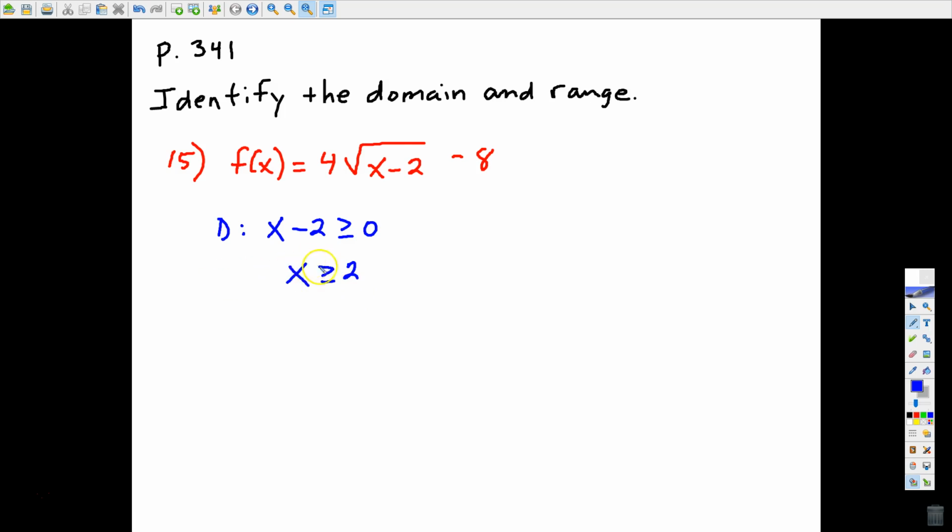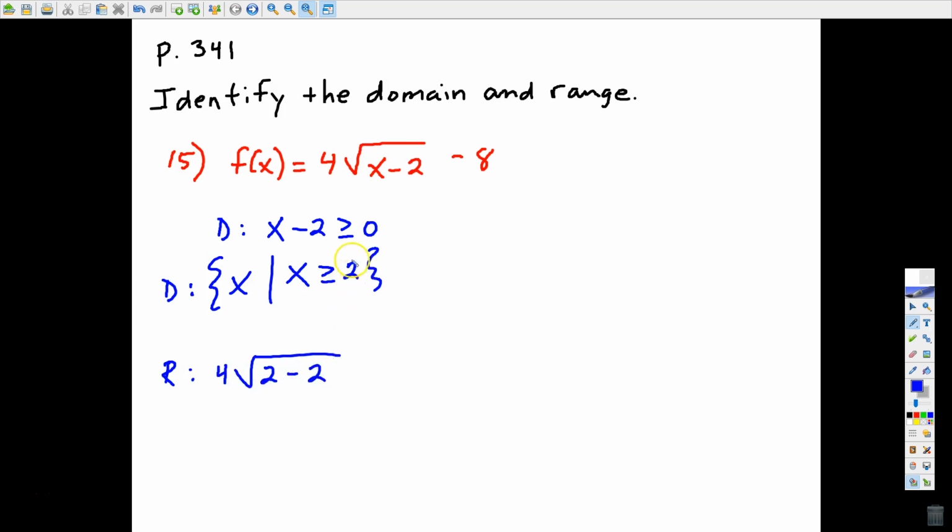So the result for the domain, we can express it like this, will be all x such that x is greater than or equal to 2. For the range, you can take your result that you got in solving this little inequality, the 2, plug it in for x in the original function, and if you do, I'll just show you the result.